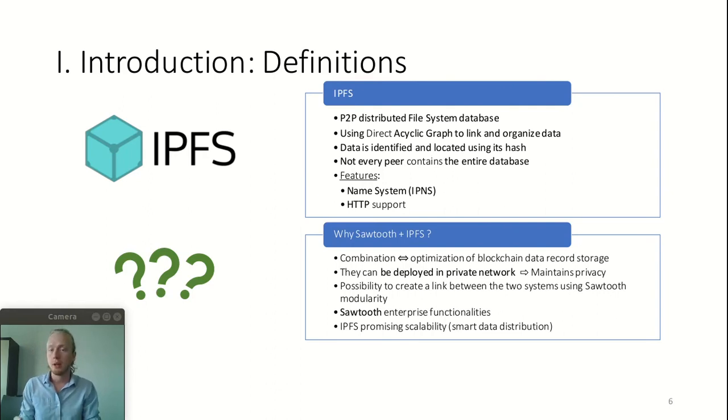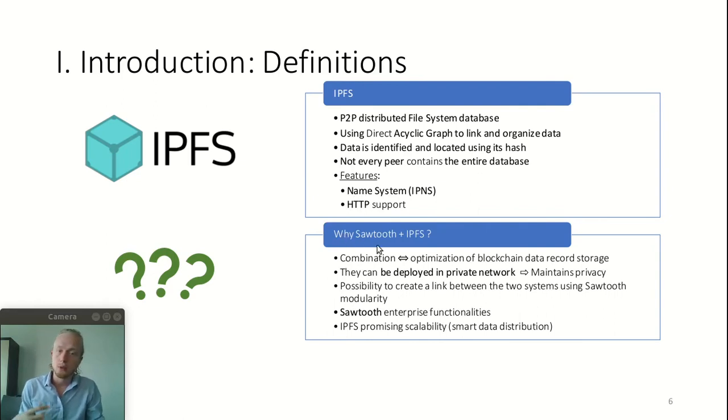not every peer and not every node in IPFS contains the entire database. Not such as the blockchain. Blockchain saves all the data into all the nodes, and with IPFS it saves data in some nodes. So there are also other features such as the name system and also HTTP support for IPFS.